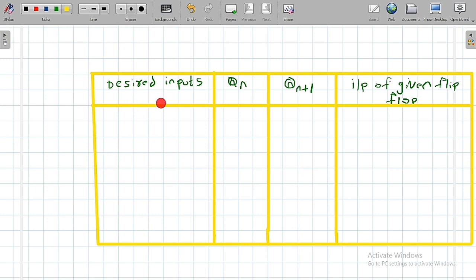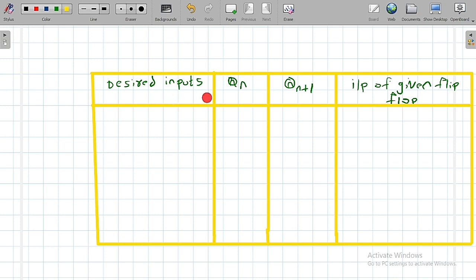Now you can see this clearly, as it is given in the form of a diagram. These are the desired inputs. Write all the combinations of these desired inputs and Qn, and try to figure out how Qn changes to Q of n plus 1 for these desired inputs. Try to find these values. Then for this variation from Qn to Q of n plus 1, we need to figure out what the inputs of the given flip-flop are. Then we have to find these expressions.